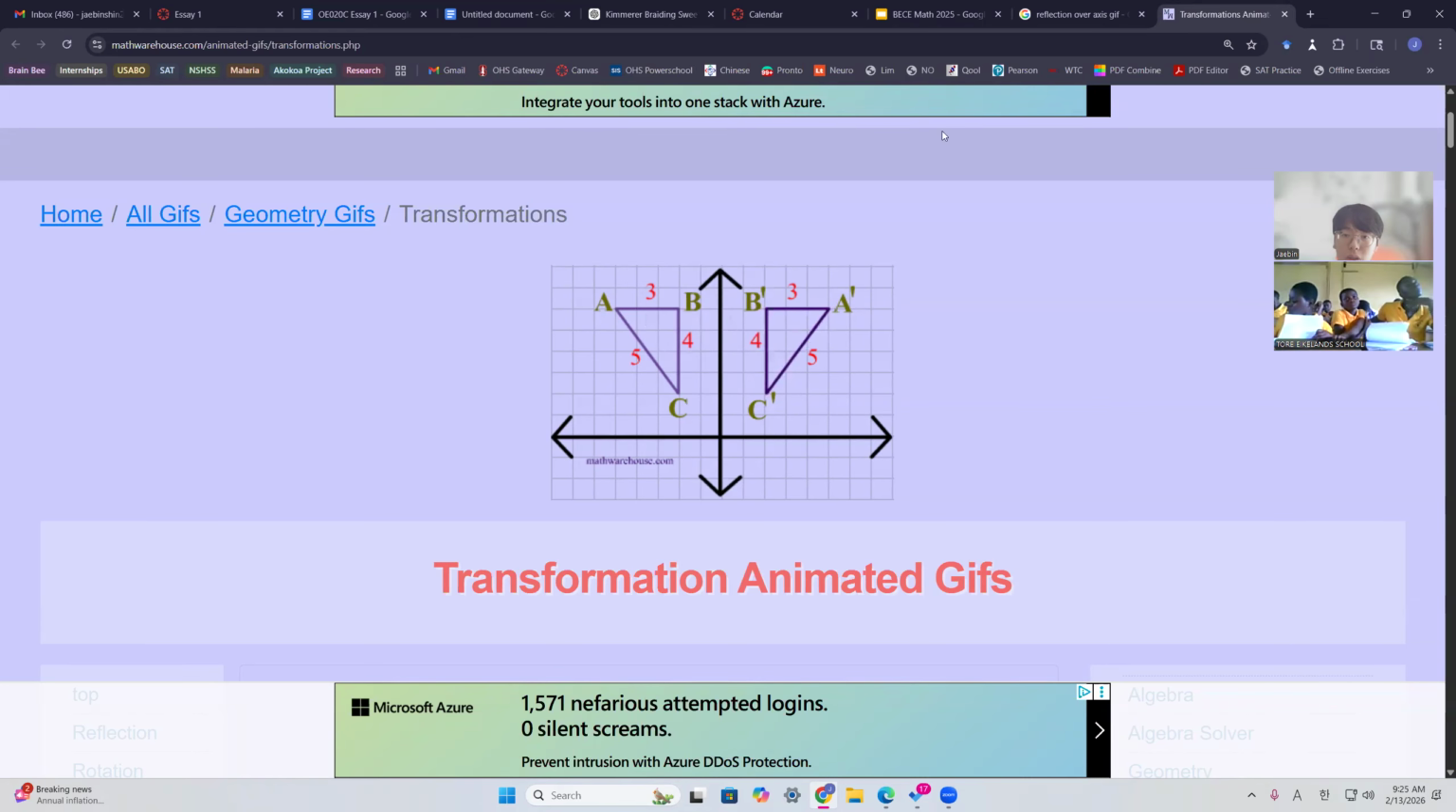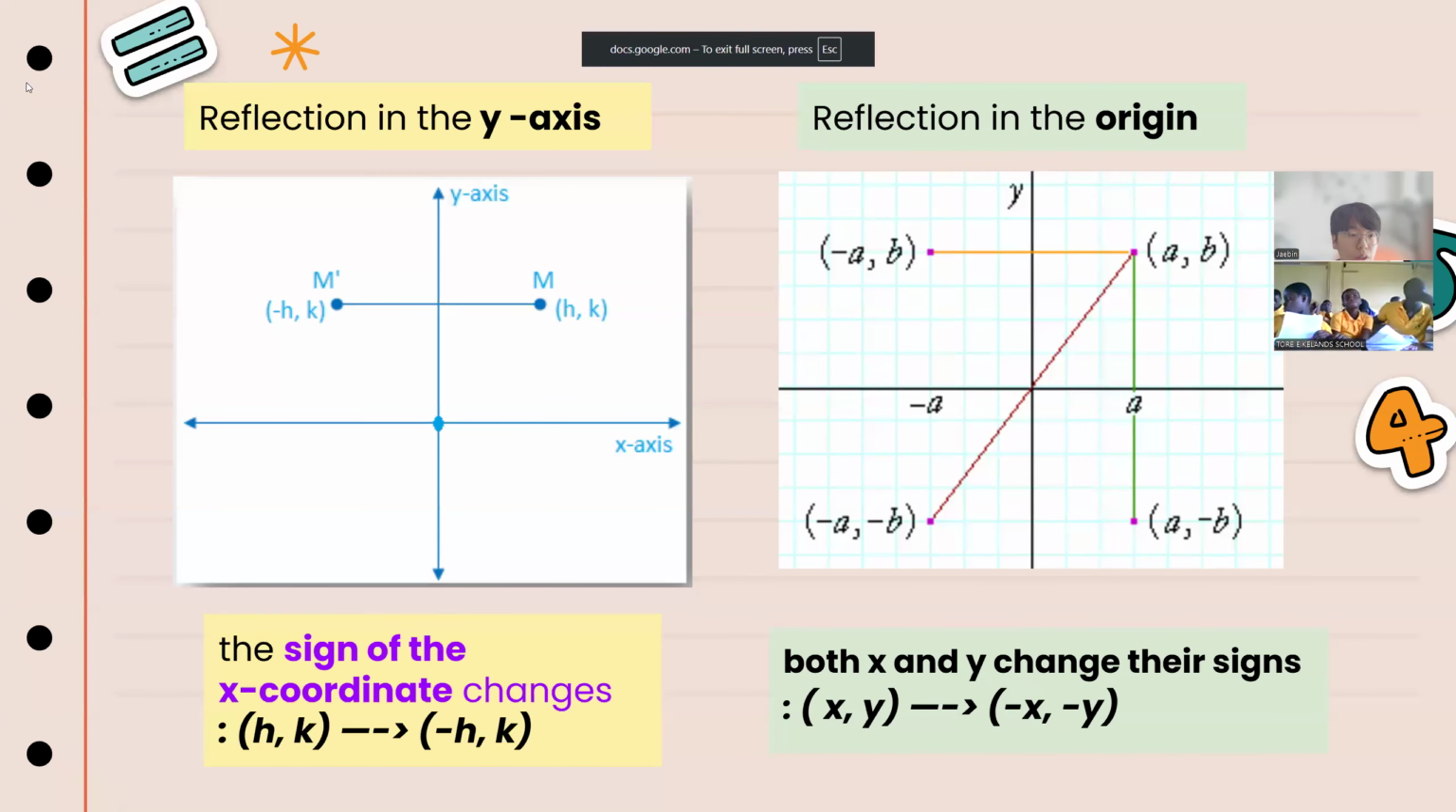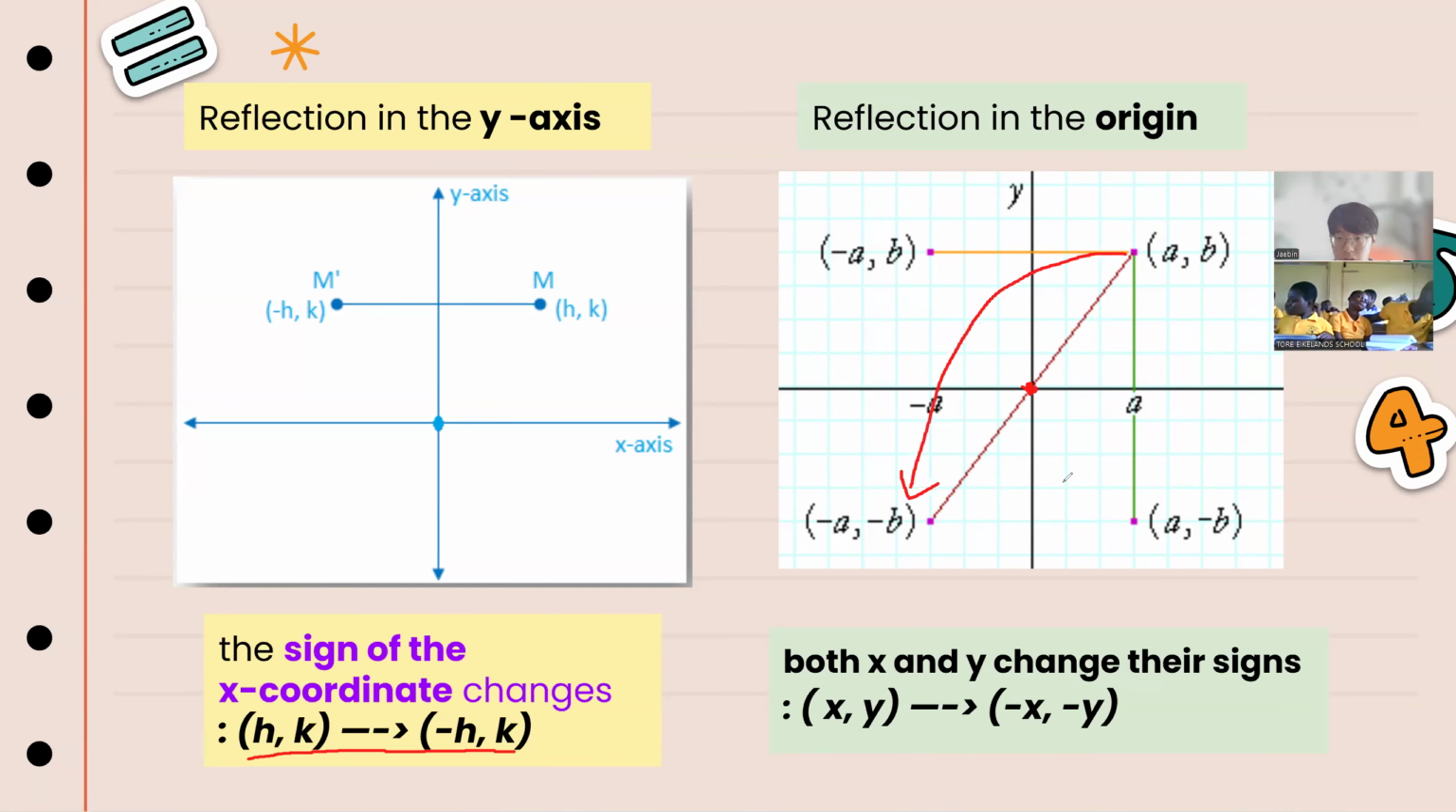So in our problem, if we flip this point over the y-axis, then only the sign of the x-coordinate changes. It goes from h comma k to negative h comma k. If you flip over the origin, you're flipping over this point, so both the x and the y change their signs. So x comma y becomes negative x comma negative y.